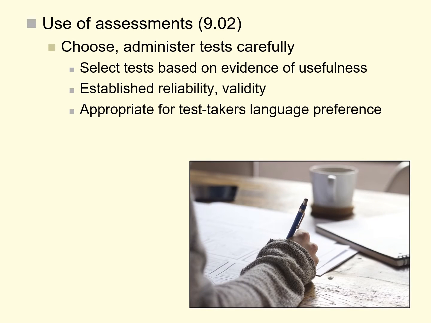So the next part of Ethical Standard 9 is 9.02, and this is just called Use of Assessments. And this is kind of straightforward. It says that basically we should be careful when we choose our tests and assessments. We should select tests based on evidence of their usefulness, based on their established reliability and validity, and also based on their appropriateness given the language skills and native language of our test taker.